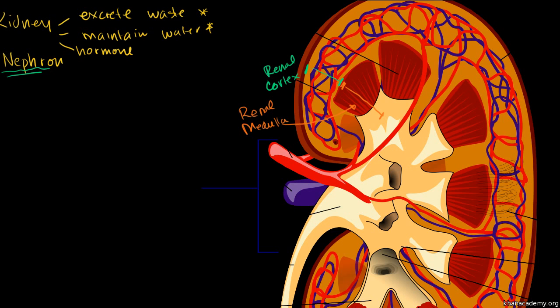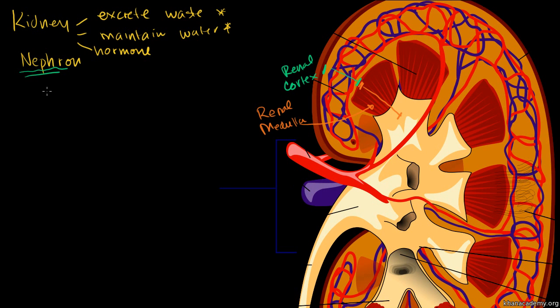So I've said before, and you might have heard it from other lectures or other teachers, that the functional unit of the kidney is the nephron. The reason why it's called a functional unit, I'll put it in quotes, is because that's the level at which these two things are happening, the two major functions of the kidney: the waste excretion and the maintenance of the water level in our blood system.